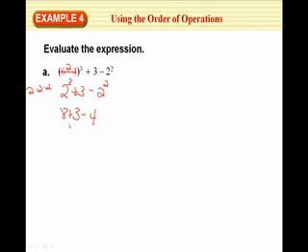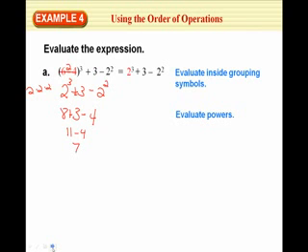Now we only have addition and subtraction, so we go in order from left to right. 11 minus 4, which is 7. You have to do the order. It's very easy to get out of order, and then you find out that you missed the problem when you get out of order. So you have to be really careful.